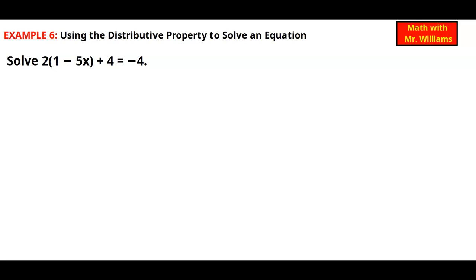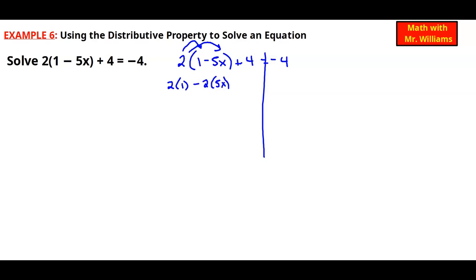Math with Mr. Williams, example 6, using the distributive property to solve an equation. Solve 2 times the quantity 1 minus 5x, plus 4 equals negative 4. So let's go ahead and rewrite our equation. Okay, so let's go ahead and draw our line of equality. All right, now we're going to use the distributive property here. So we're going to take the 2 and multiply it to both the terms inside. So 2 times 1 minus 2 times 5x, and bring down just the plus 4 equals that negative 4.